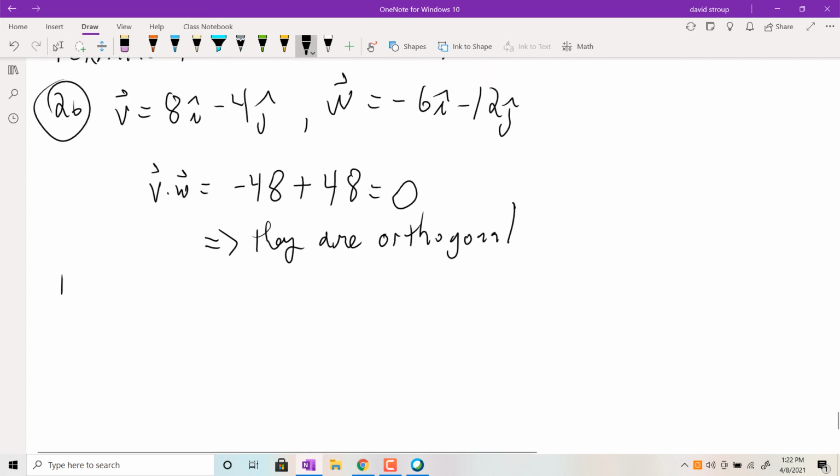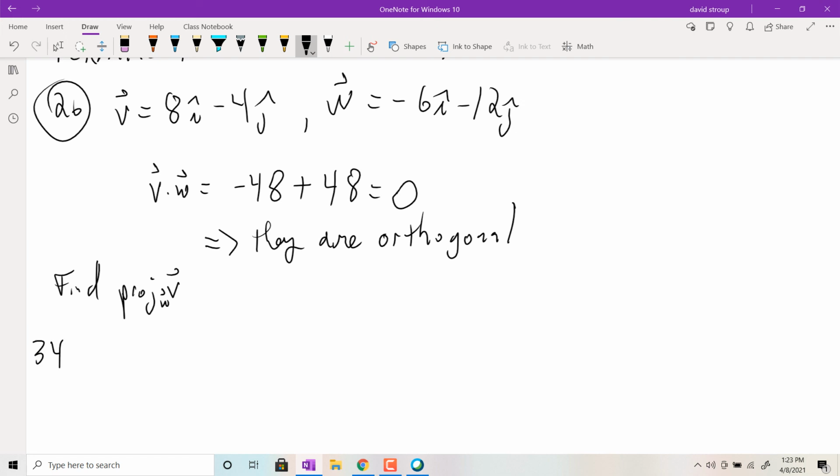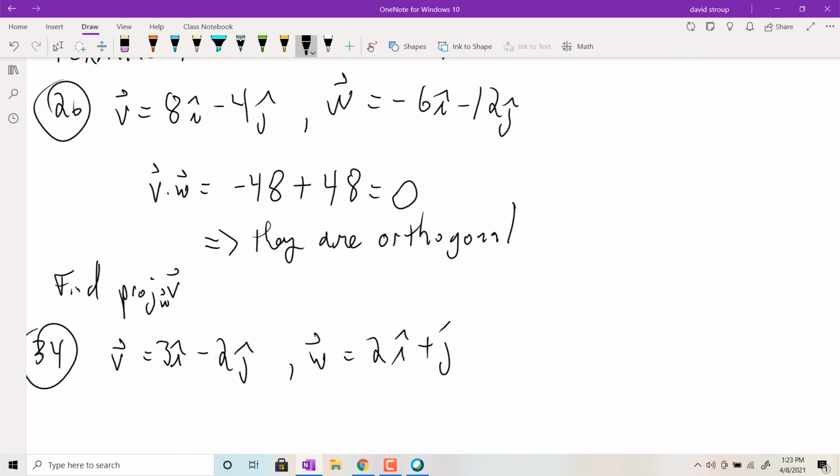Find the projection. We need to make sure you know how to find a projection. Let me take one from the book. Find the projection of V on W. Number 34. V is given as 3i minus 2j, and W is given as 2i plus j.